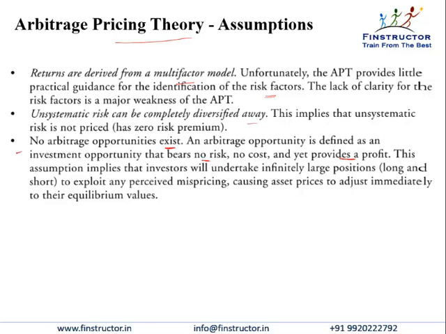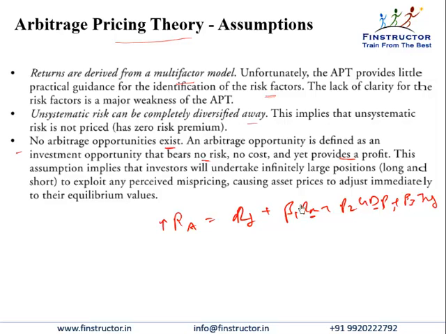opportunities exist. The reason this is important is that let's assume we derived our multi-factor model and we said that the return on stock A is equal to the risk-free rate plus beta 1 times the return on the market, beta 2 times the GDP growth, and beta 3 times the inflation. Then the model assumes that if any of these factors changes, the stock also must react, otherwise there will be an arbitrage opportunity.